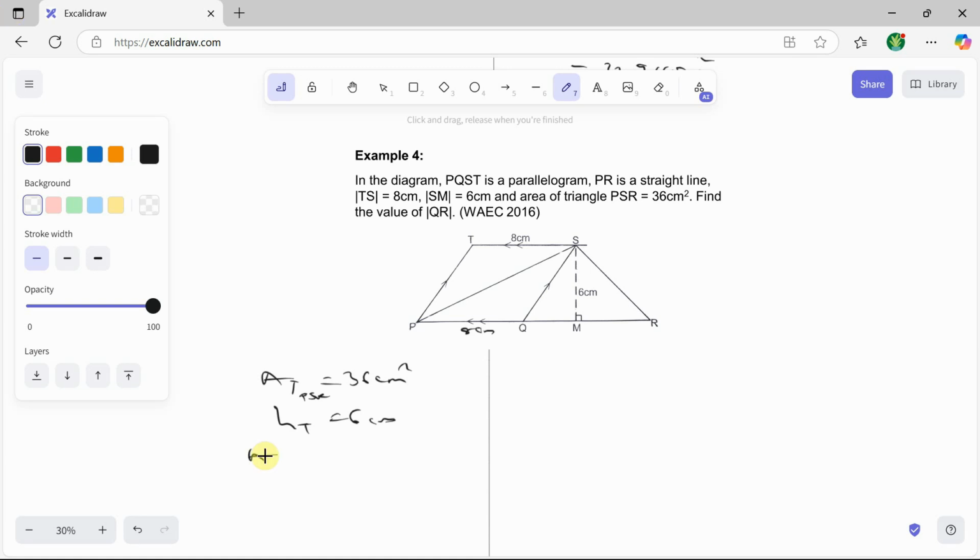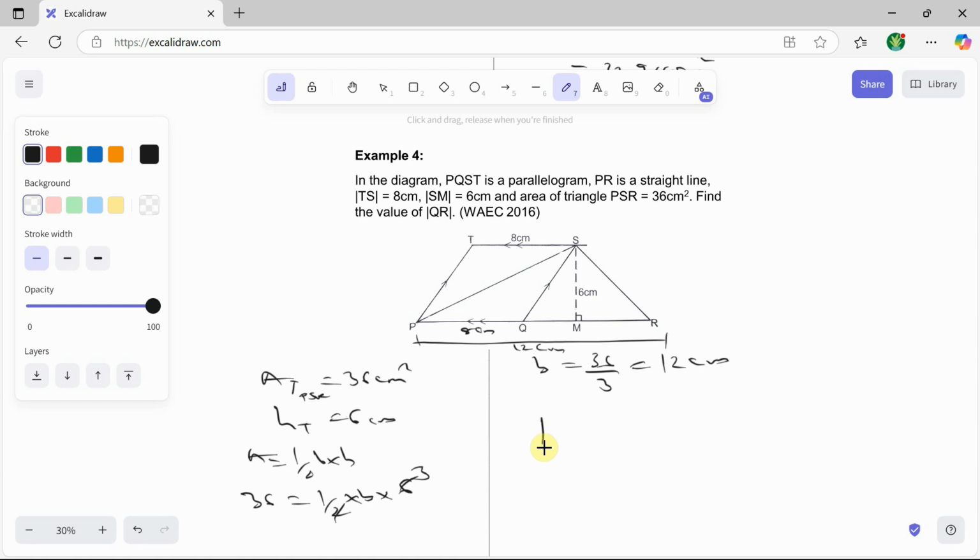We know that the area of a triangle is half base times height, right? So this 36 is equal to half times base times 6, right? 2 here 1, 2 here 3. So the base will be equal to 36 divided by 3, which is 12 centimeters. So that means that this base here is 12 centimeters, and we're trying to find the length of QR.